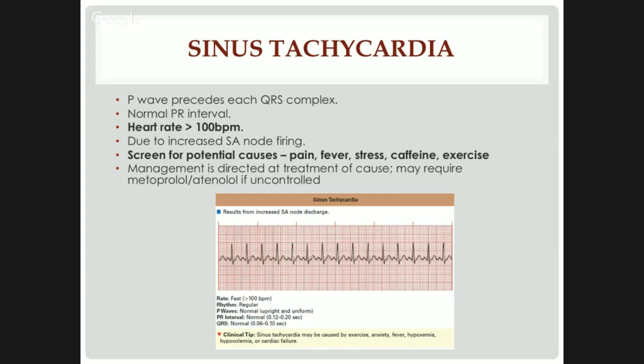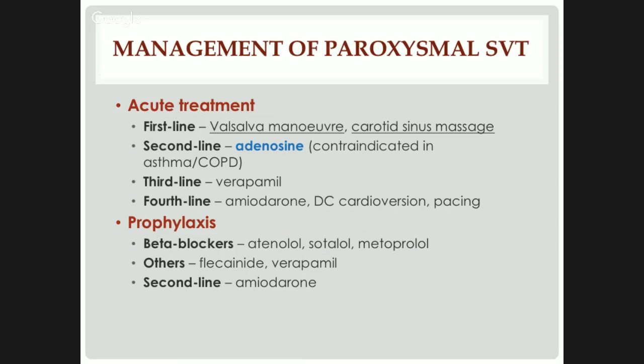Sinus tachycardia, I'm sure you all know. Exercise, pain, fever, stress, coffee, all causes of sinus tachycardia. So everything's normal. How do you manage supraventricular tachycardia? You should have a rough idea. The first line is a Valsalva maneuver or a carotid sinus massage. Second line is the drug you need to know. It's adenosine. Don't worry about third and fourth. And if you want to prevent it from happening, give them beta blockers because you slow their heart rate down.